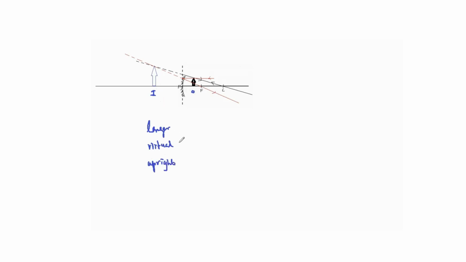It's a larger, virtual and upright image that you will be observing if you place your face near to the concave mirror. So this is exactly what makeup mirrors and dentists use. Understood? Yes. Right, okay. So this is the first one. Now, where did I place the object? Between the pole and the focal point.